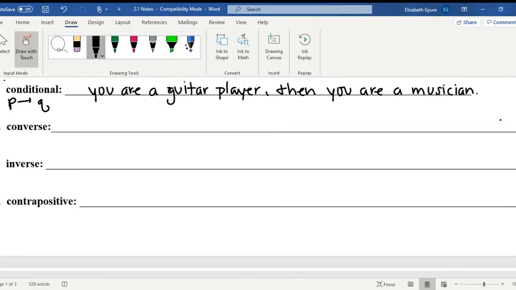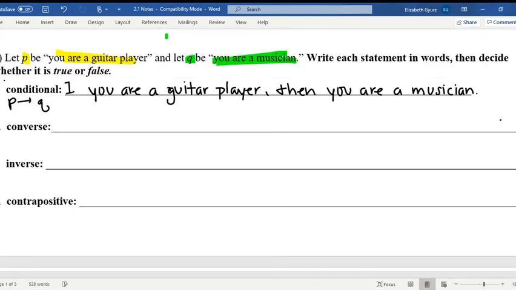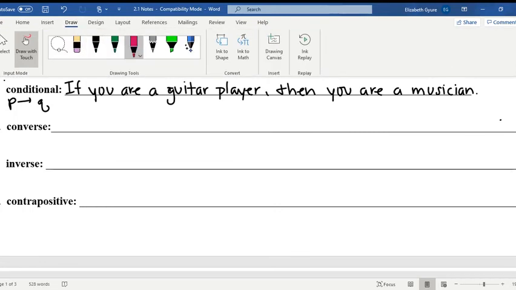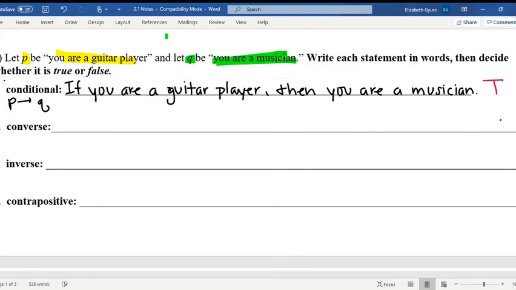Now, how true and false things work is if it's ever false, you just say false. Okay, so if any situation. But if you are a guitar player, well, that means you're playing music, and that makes you a musician. So this statement would be true. So at the end here, we're just going to put a T for true. That is true. If you are a guitar player, then you are a musician.